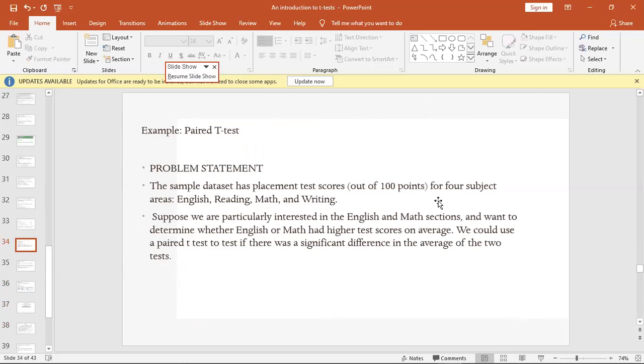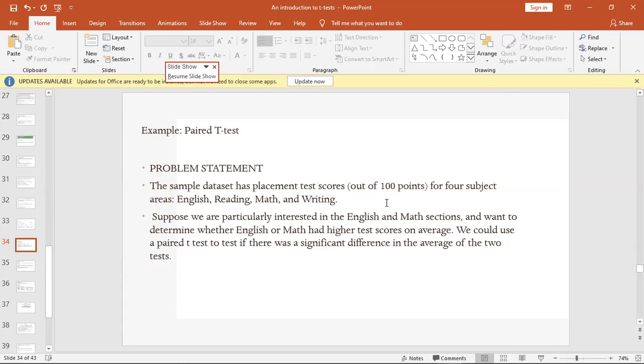This is my problem statement. A sample data set has placement test scores. The placement test has been done out of 100 points for four subject areas: English, reading, maths and writing. The researcher is interested in the English and maths sections. He wants to check which subject has the higher value on average. So we could use a paired t-test to test if there was a significant difference in the average of the two tests.